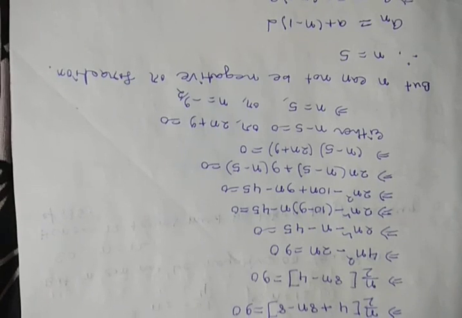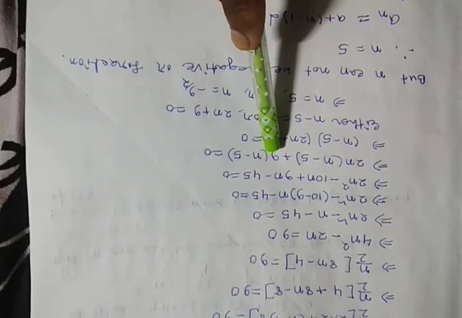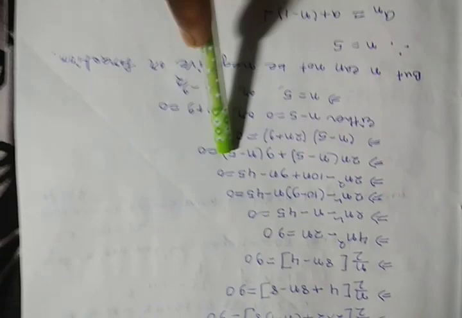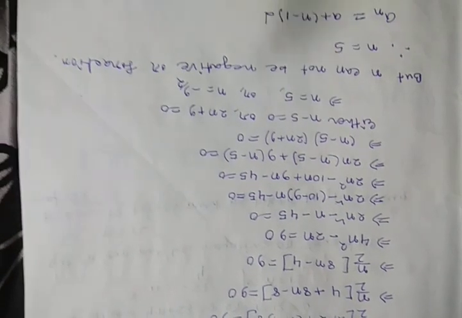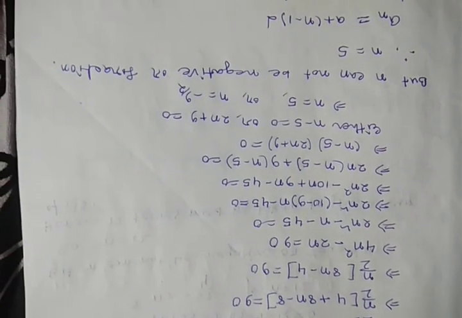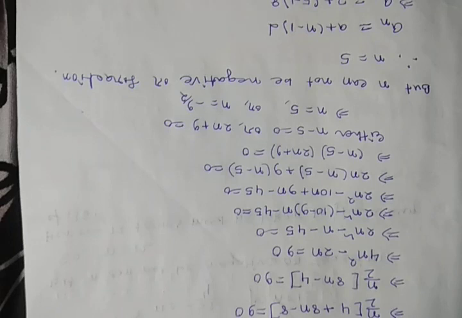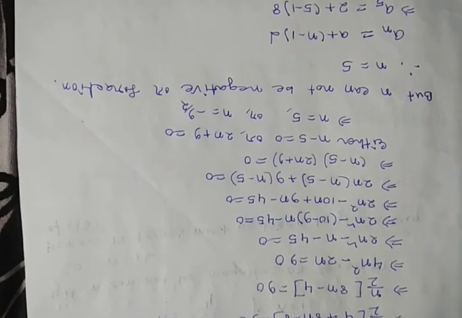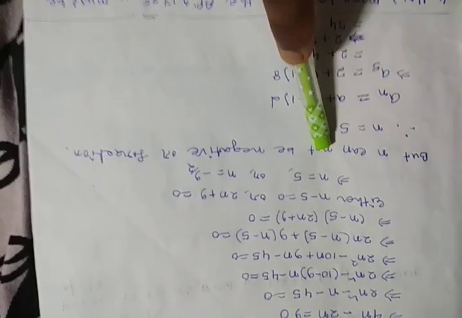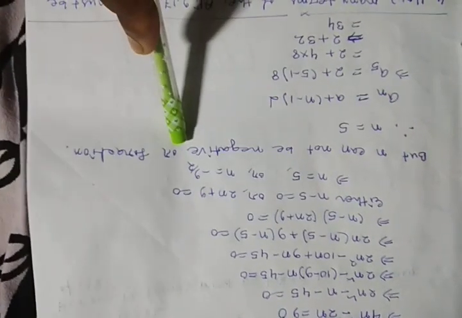From the first two terms we can take 2n common, so 2n into (n minus 5). From the second two terms if we take 9 common, 9 into (n minus 5), equals 0. So from here if we take n minus 5 as common, the remaining will be 2n plus 9 equal to 0. So either n minus 5 equals 0 or 2n plus 9 equals 0. This implies n equals 5 or n equals minus 9 by 2.